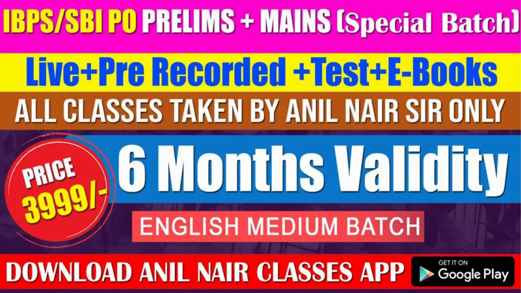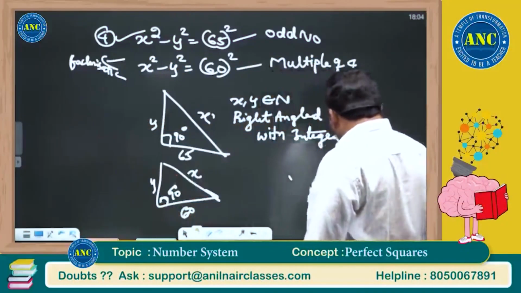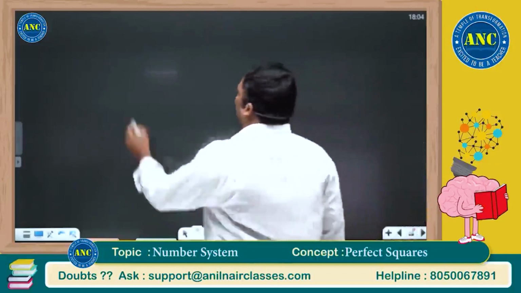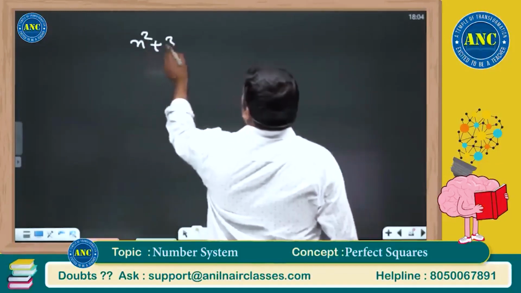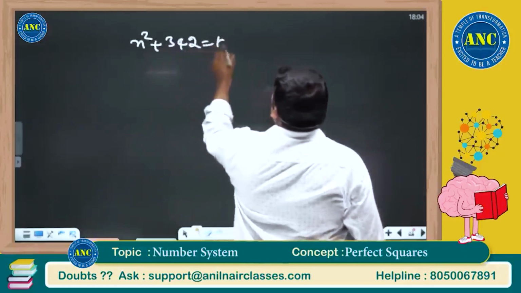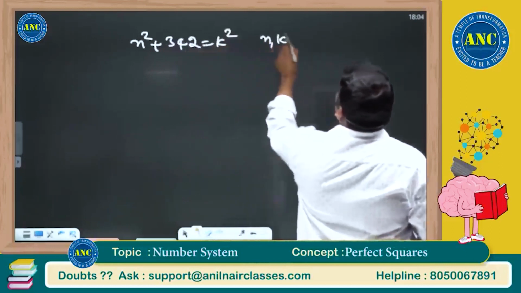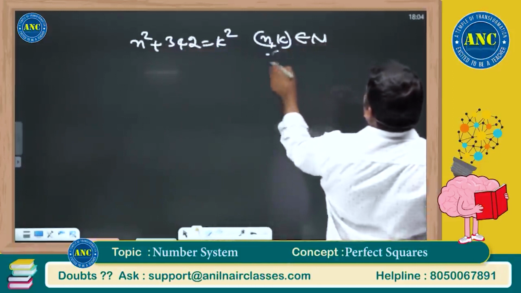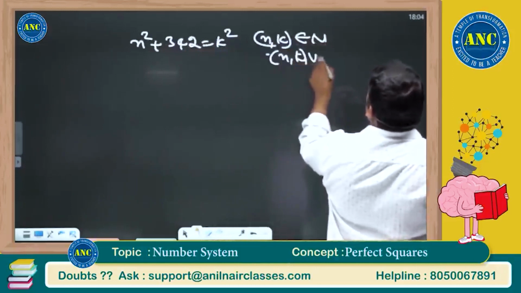A student who is preparing for SSC mains asks: Sir, is there any better method to solve this question? N square plus 342 equivalent to k square. N and k are natural numbers. How many values of n, k will satisfy?